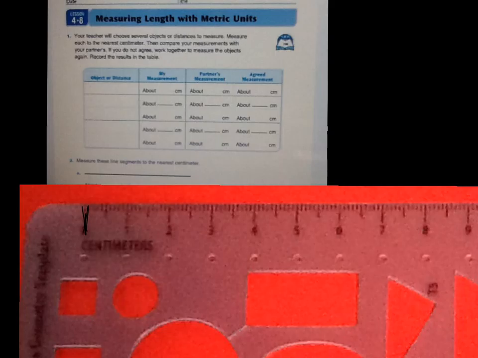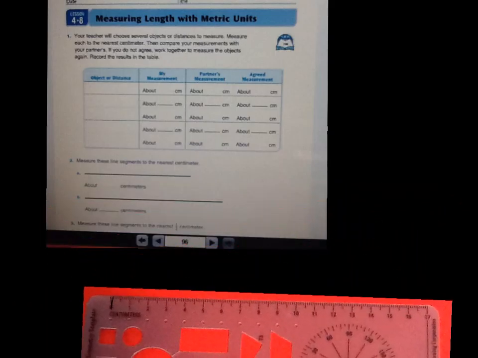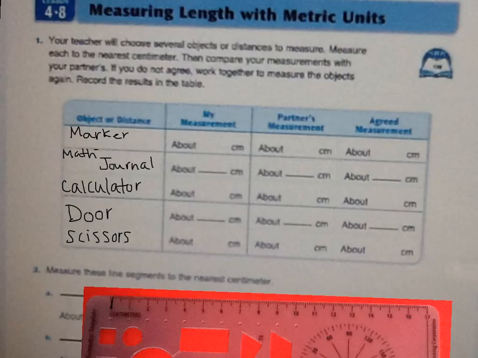In your math journal, turn at this time to page 96, and we're looking for a volunteer to read the directions. When you're with your partner, you're going to then measure a marker. You'll measure it, your partner measures in centimeters, and then you'll measure a third time and agree upon one. Then you'll do a math journal, calculator, the width of the door, so how far across is it, and a scissors. Go ahead and write down these 5 objects right now.